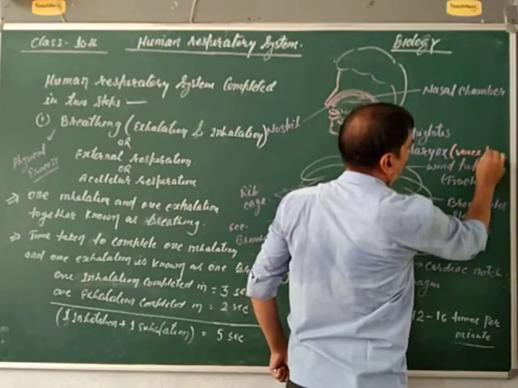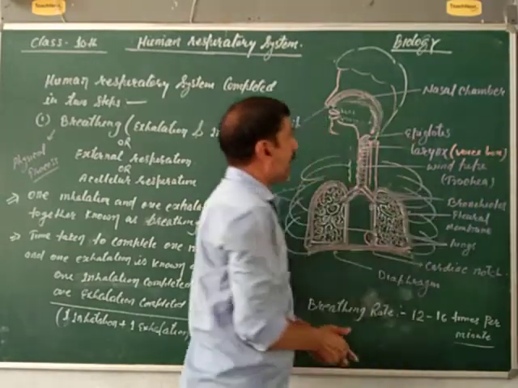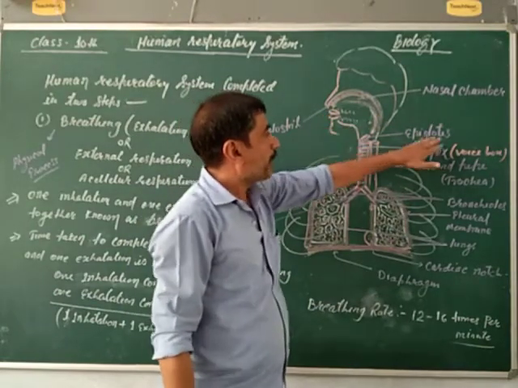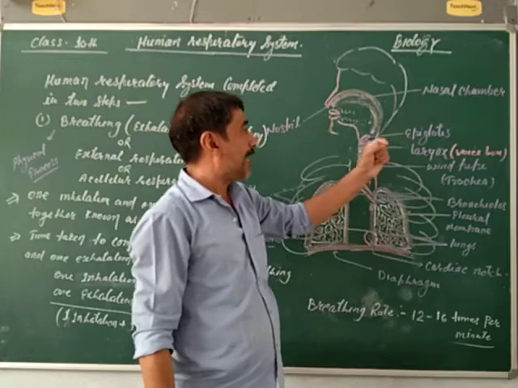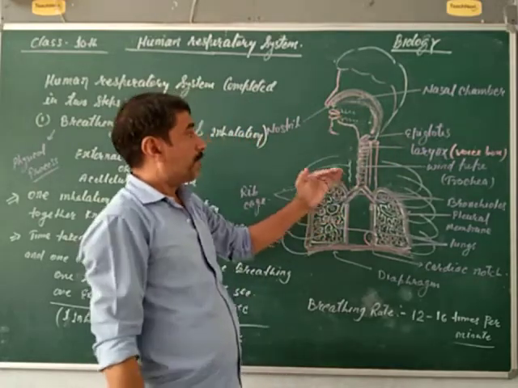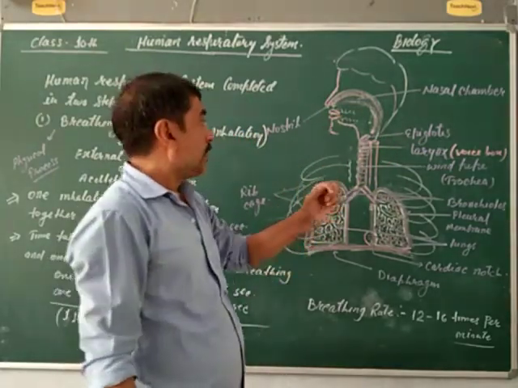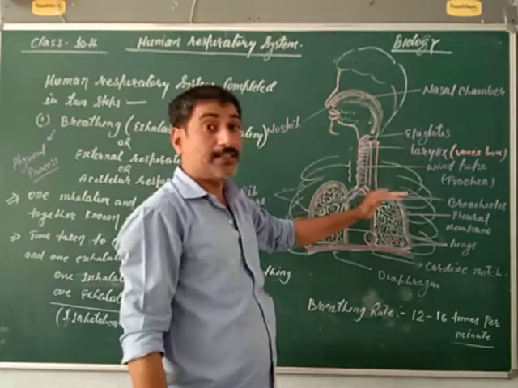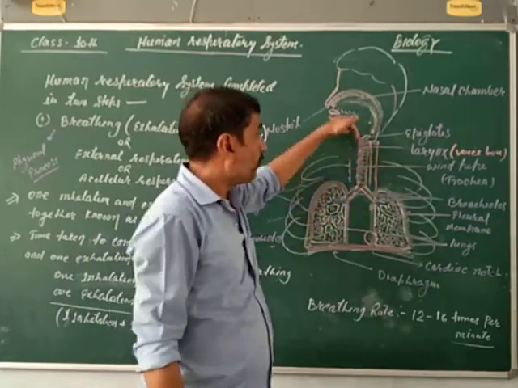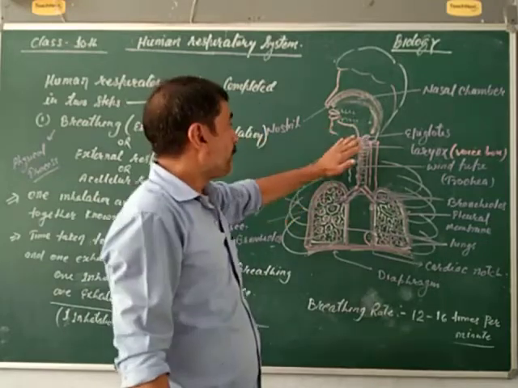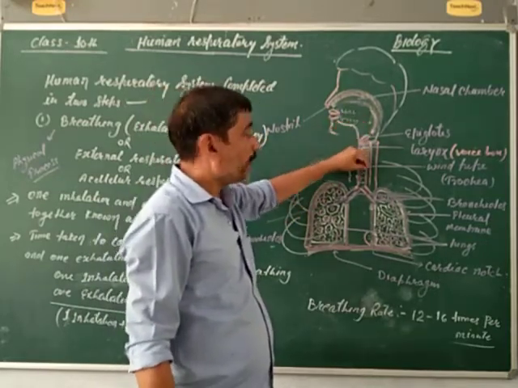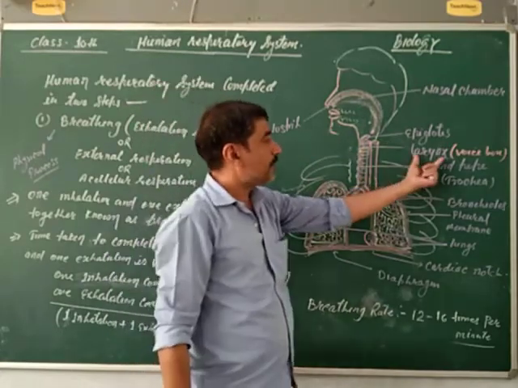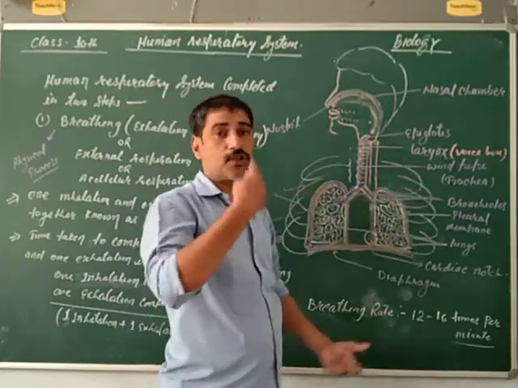This is the voice box, and it is closed by the epiglottis. The epiglottis is a muscular strip attached to the larynx, which prevents food from entering the windpipe. This is the epiglottis; it stops food from going into the windpipe. Now, the larynx is the voice box through which we can produce sound.